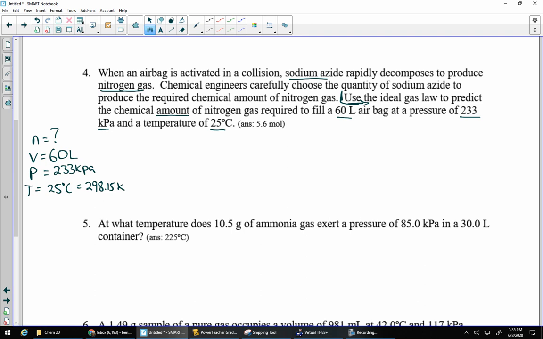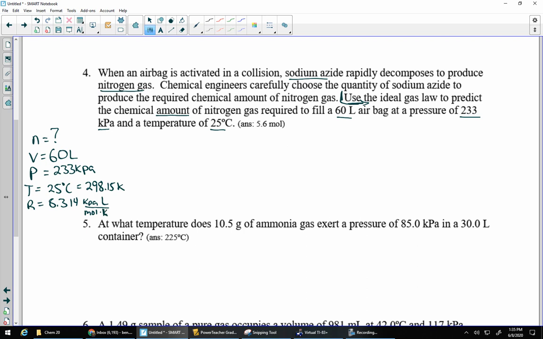Nice. Okay. The only thing that's missing from this is R, which was 8.31. Ooh, I better look it up real quick here. 8.314. Just better to be safe than sorry. And then it's got this weird unit, so kPa times liters divided by moles times Kelvin.